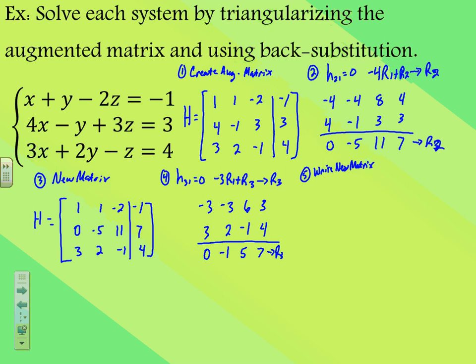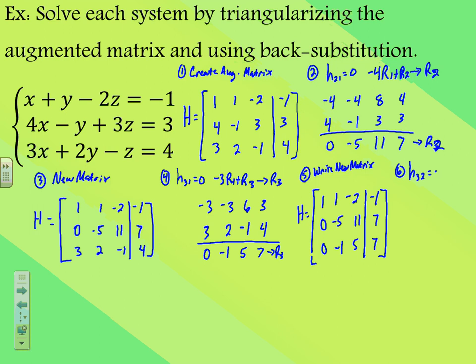So now I'm going to write my new matrix again. So we're still talking about matrix H. And so row 1 is 1, 1, negative 2, negative 1. And row 2 is my 0, negative 5, 11, and 7. Row 3 is now my 0, negative 1, 5, and 7. And now I'm going to say, what do I have to do to make row 3, column 2 become 0?